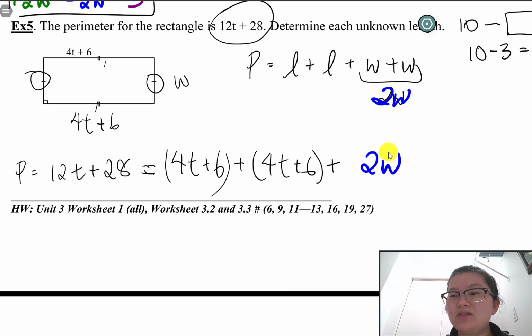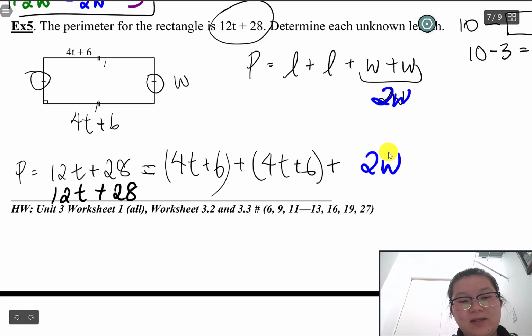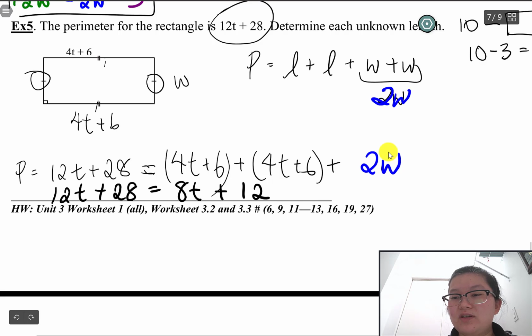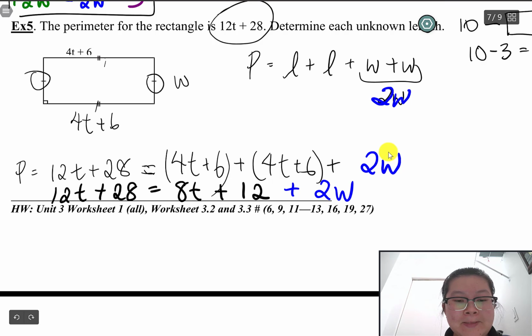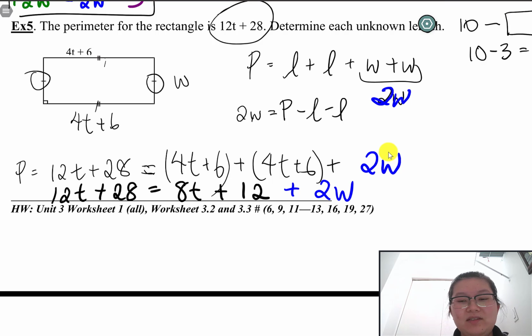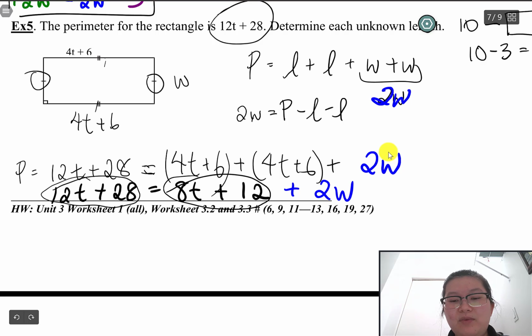That's more important. So let's simplify this a little bit more, in which we're going to get 12t plus 28, and then this is going to be equal to 4t and 4t is going to make us 8t, 6 and 6 is going to make us 12. Okay, and of course that's equal to 2w. Now what we want to do is essentially we want to know what 2w is, even if it's a combination of things. So if we go back to our original sentence, in which our perimeter is the lengths plus the widths, if I want the width, or even if I want two widths, this is my total perimeter, minus the two lengths, like that. Okay, and what that means is I need to take this whole thing and I subtract this, and that is going to give me my two widths.